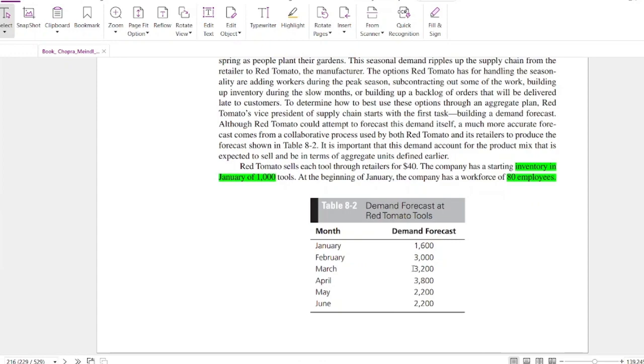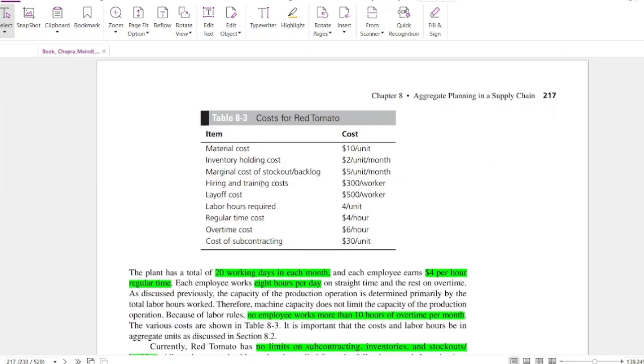There is some demand seasonality here. In January it is 1600, and in March it becomes double. These are the things that we need to consider: the material cost, inventory holding cost, and marginal cost for stock out. This is the cost we will incur if we do not have stock as per demand. Then hiring and training cost.